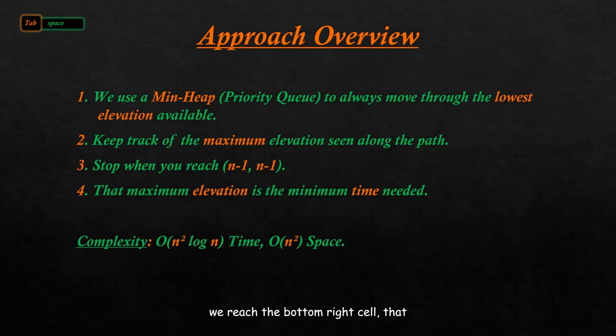The moment we reach the bottom right cell, that recorded maximum elevation becomes our answer, the minimum time required to swim across the grid. This method is both efficient and intuitive. The time complexity is big O of n squared log n, since each cell can enter and leave the priority queue once, and the space complexity is big O of n squared for tracking visited cells.